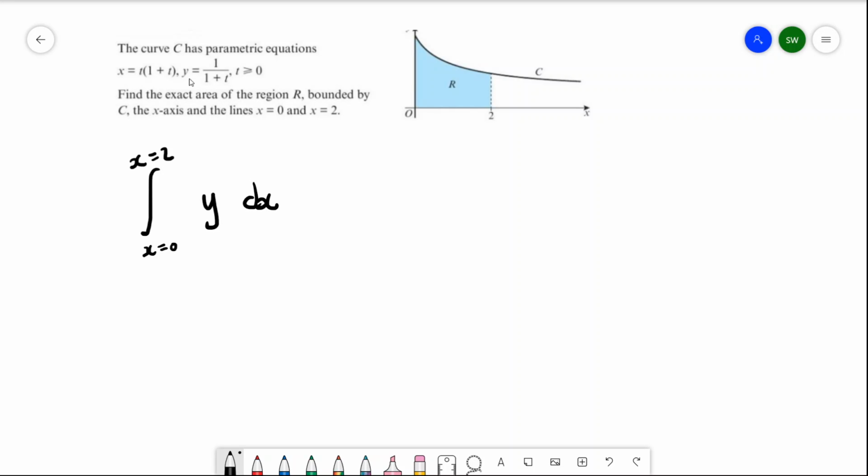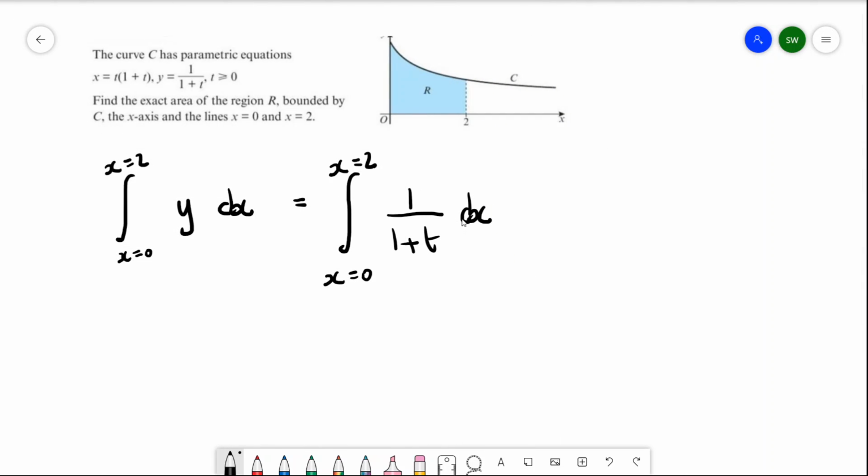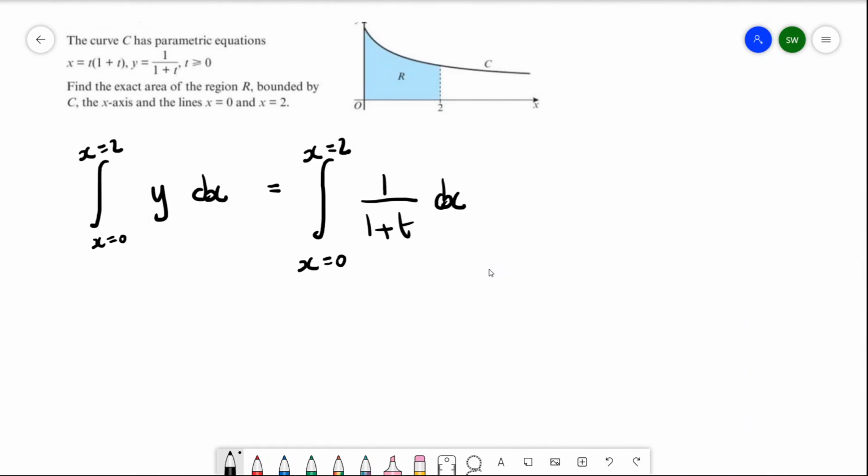Well, if I look at the equation of y, I've been given it, but it's got a t in it. So let's just substitute in that value of y there. So 1 over 1 plus t. And we've still got dx on the end, and our limits are still from x equals 0 up to x equals 2. So this is kind of like the integral you get when you do a substitution. We've got a mixture of t's and x's. And we want to eliminate the x's to get it as an integral in terms of t.